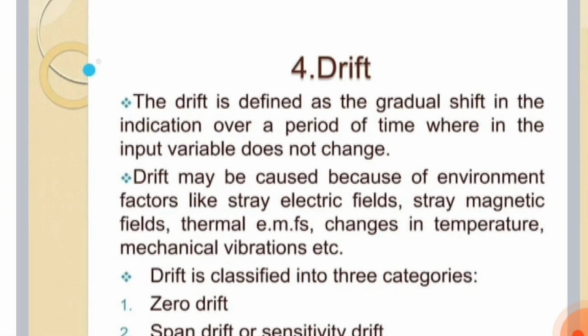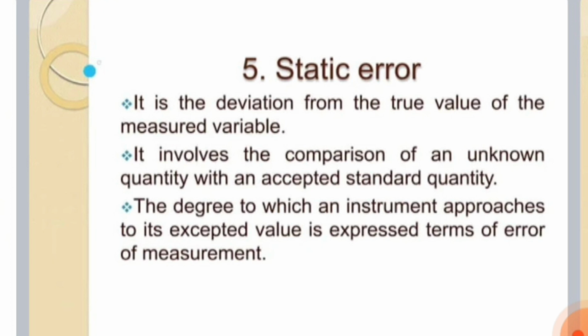Drift. Drift is defined as the gradual shift in the indication over a period of time wherein the input variable does not change. Drift may be caused by environmental factors like stray electric fields, stray magnetic fields, thermal changes in temperature, mechanical variation, etc. Drift is classified into three categories: zero drift, span drift, and zonal drift.